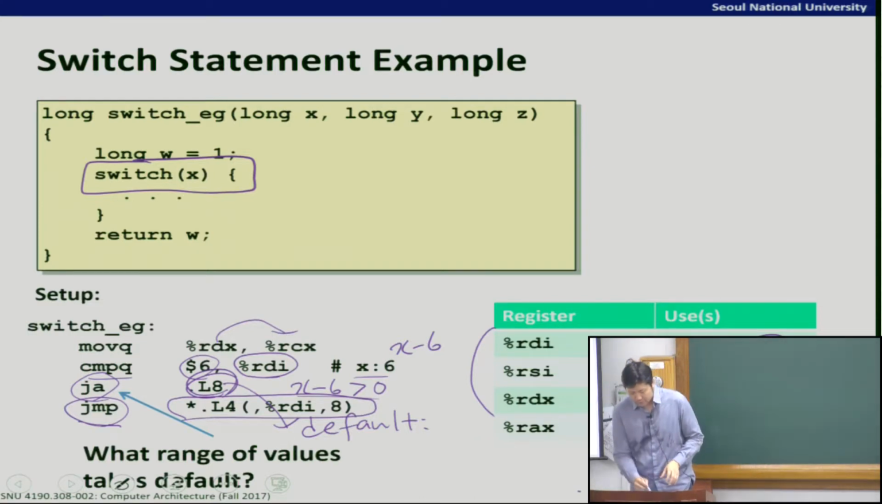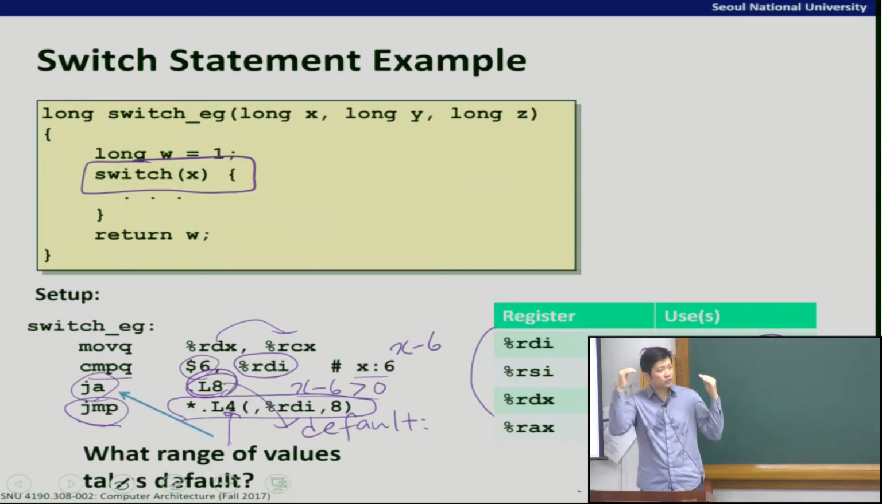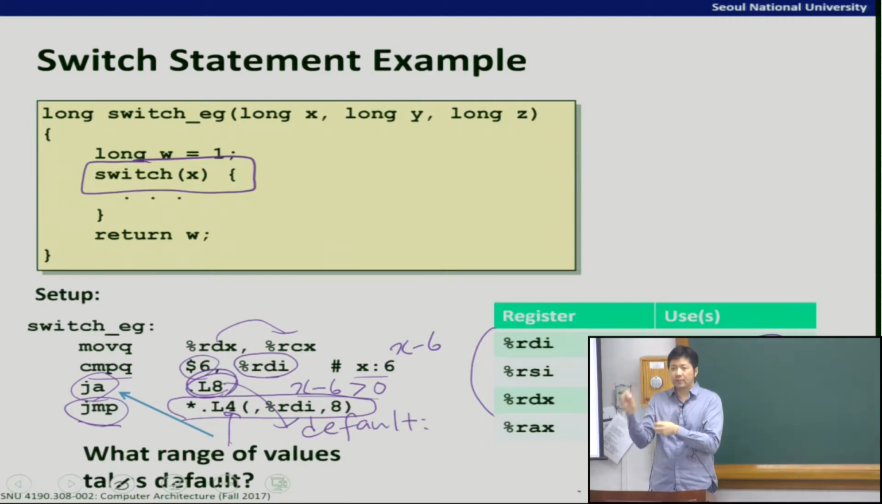I'm going to explain this part in more detail in a few slides, so don't worry too much about it. But the flow is that you first check the bound of the value of x. If it's out of bounds, you go to default. But if it's in bounds, you refer to the jump table and jump to the address pointed to by the entry in the jump table.